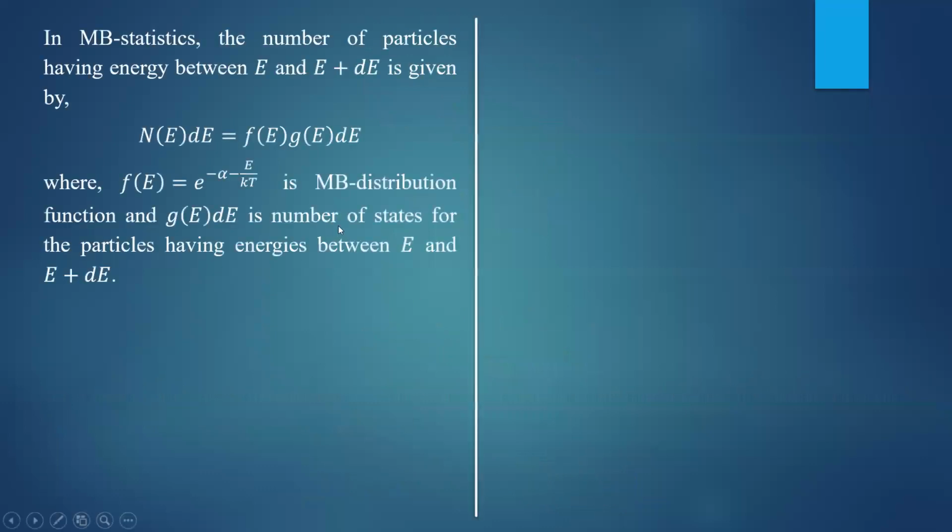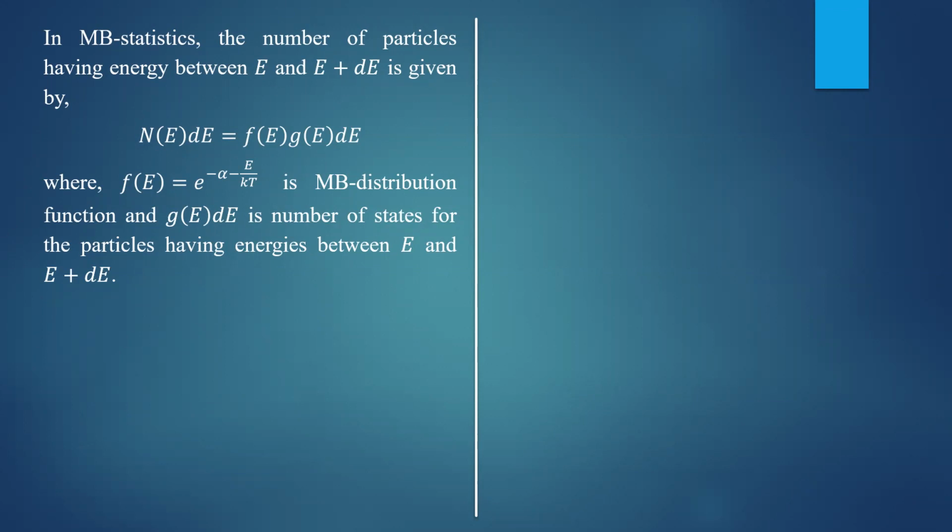Then further we'll move. In the MB statistics, the number of particles having the energy between E and E plus dE is given by n of E into dE, that is always equal to the product of distribution function and the density of state. That is always true. In any statistical mechanics distribution function, the number of particles n is always equal to the product of distribution function into density of state. That is always true.